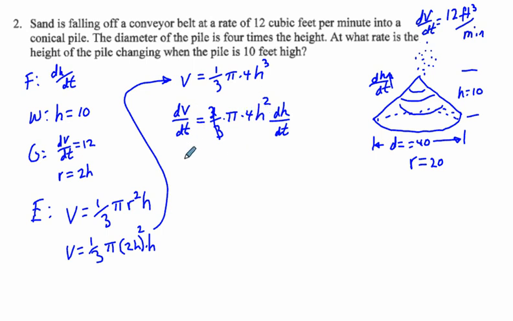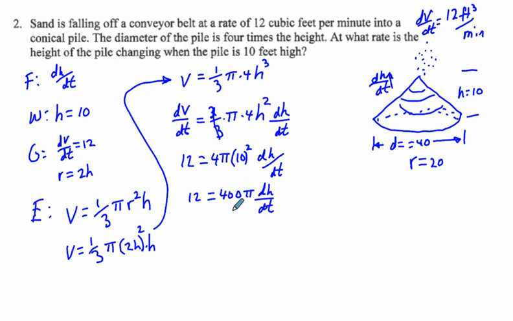And so dV/dt is 12 equals 4 pi, and our height is 10. So here we have 10 squared times dH/dt. And then on the right side, 4 times 10 squared, that's 400. So 400 pi dH/dt.